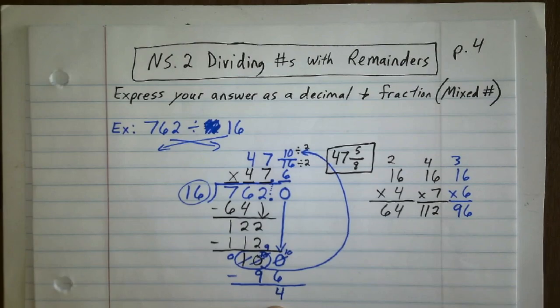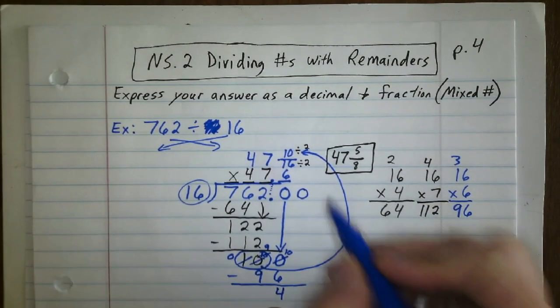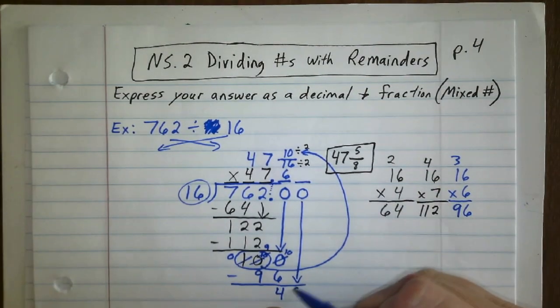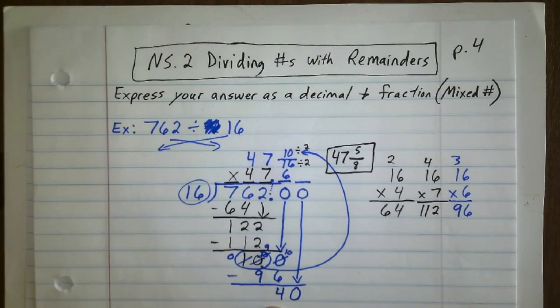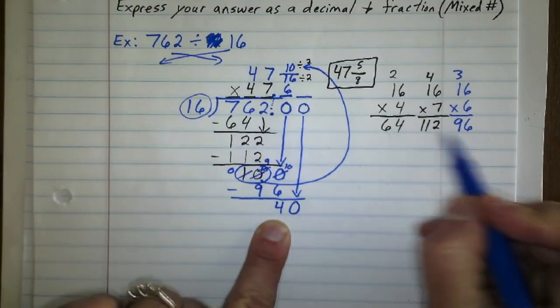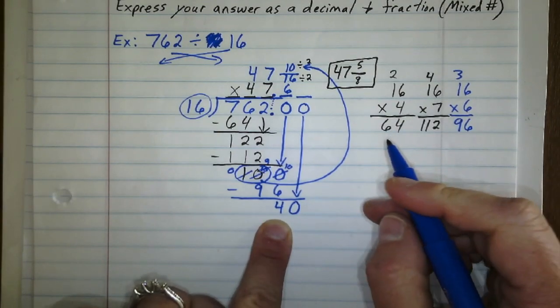Now you're not done. You still have a remainder, so you need to add another 0 to the problem, another place value above it, and bring this 0 down. And now how many groups of 16 go into 40? So I don't have an answer over here. 4 is too many.